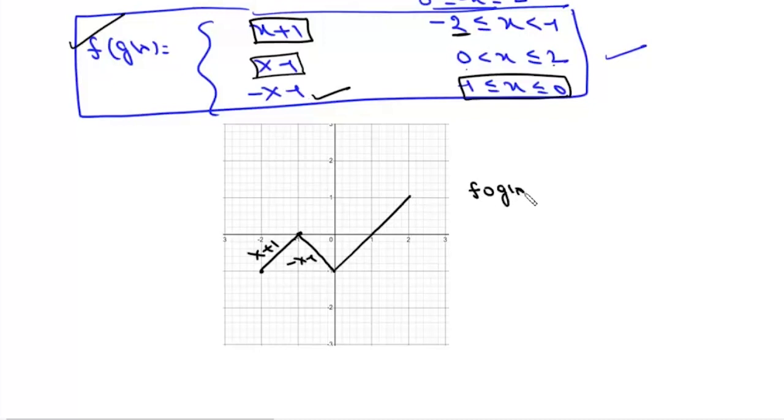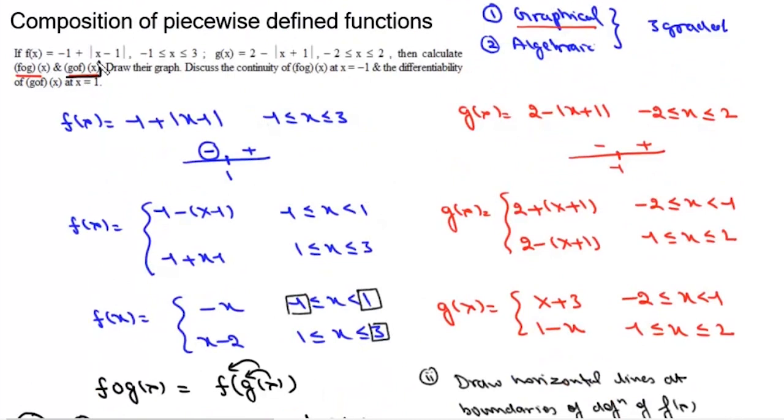f of gx. Now clearly, this function is continuous in minus 2 to 2, and it is not differentiable at these 2 points where we have these corners. So not differentiable at x equals minus 1 and x equals 0. So this is how we can write composite functions from the two given functions fx and gx. Now we'll draw the graph of g of fx.